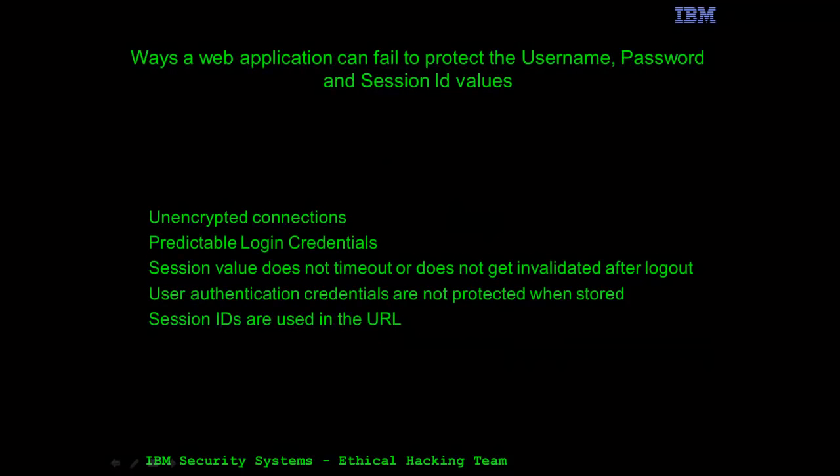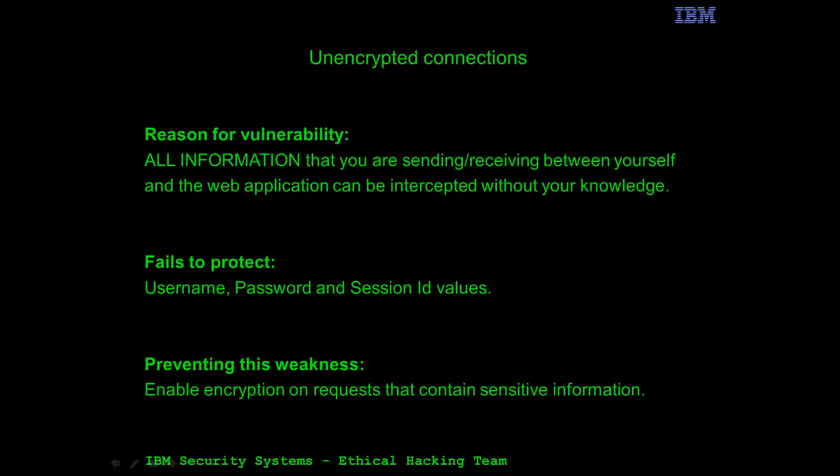There are a number of ways a web application can fail to protect these resources. The list below categorizes the various types of weaknesses. Let's go through each of these and see what they mean. Unencrypted connections. If the connection being used between you and the web application is not encrypted, anybody can see the data being transmitted. This means that all information that you are sending and receiving between you and the site can be intercepted without your knowledge.